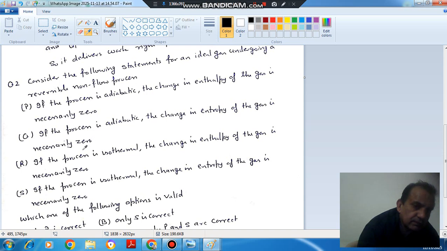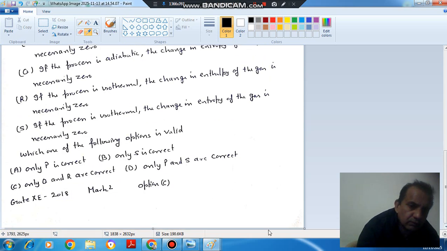So this is correct. If the process is isothermal, the change in enthalpy of the gas is zero. That is also correct, because for an ideal gas, the enthalpy is a function of temperature only. So the answer is option C. Q and R are correct.